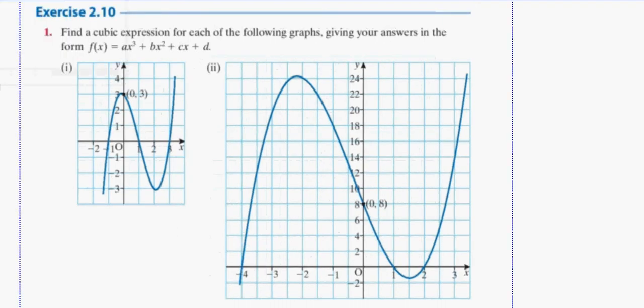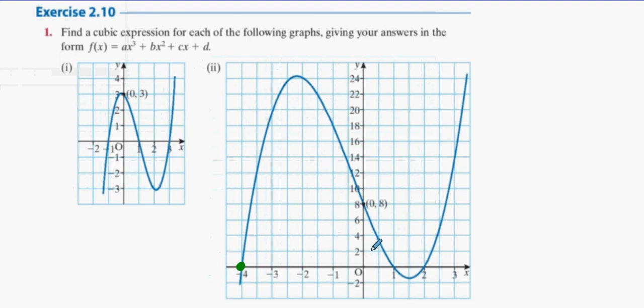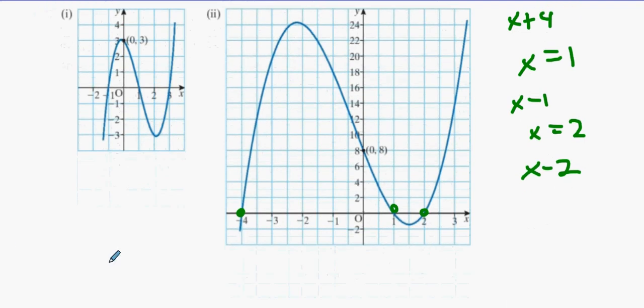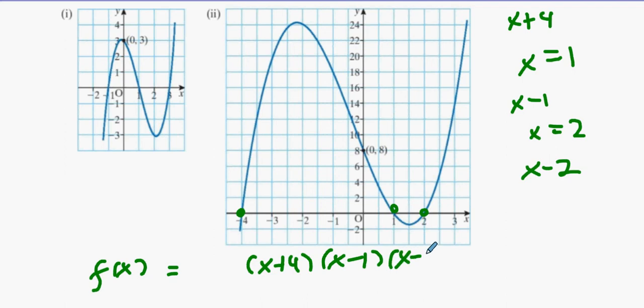The first thing I'm looking for is the 3 points where it hits the axis. So I see x equals -4, which means x plus 4. I see x equals 1, which means x minus 1 is a factor. And then I see x equals 2, which means x minus 2 is also a factor. Then I say, no bother, this means my function f of x must be x plus 4, x minus 1, by x minus 2.